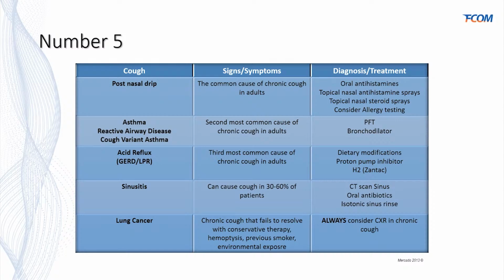Acid reflux is the third most common cause of cough, and that can be treated with dietary modifications and proton pump inhibitors. Cough in 30 to 60% of the patients has been caused by sinusitis, and of course imaging, antibiotics, sinus rinse, and dealing with the mucociliary function and the root of the cause. I have to always say, consider a chest x-ray in any adult who has a cough more than 6 to 8 weeks.